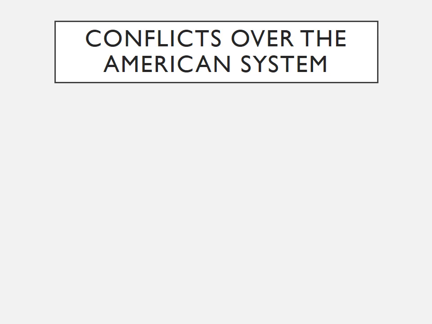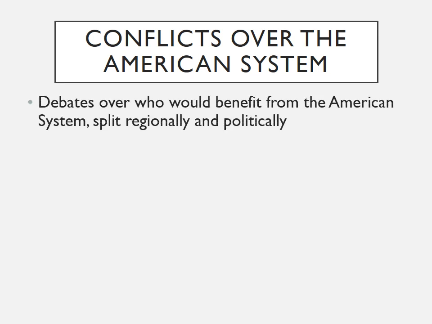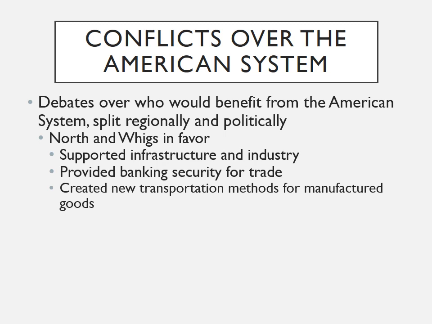And so the debate over the American system would generally be divided regionally and politically, North versus South, and Democrat versus Whig. So the North and the Whigs were generally in favor of the American system. They supported it because it would be good for infrastructure and for industry, which was mostly being supported in the North. That's kind of what they were known for economically. They would provide for banking security for trade. Again, that's something that the North is known for. And it would create new transportation methods for manufactured goods. Again, something that the North was already known for.